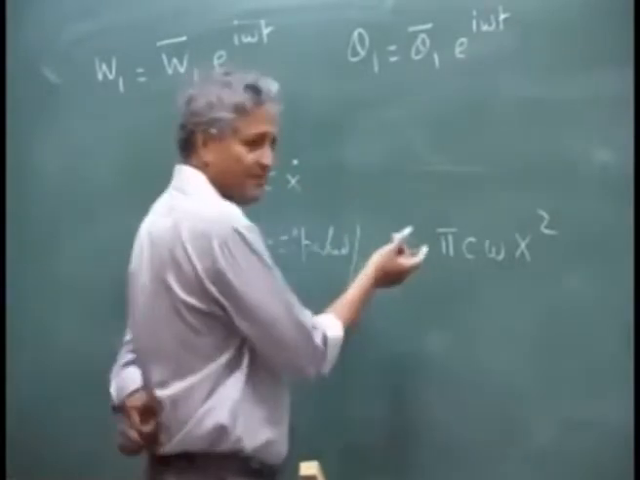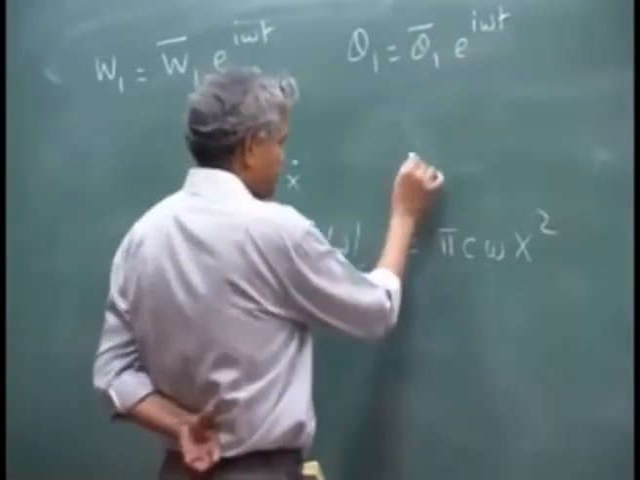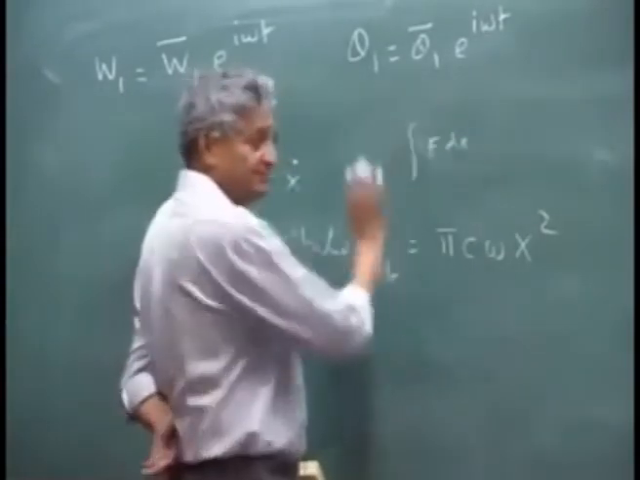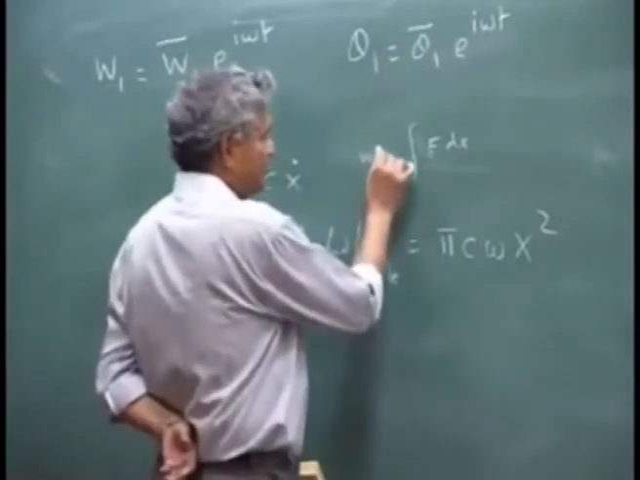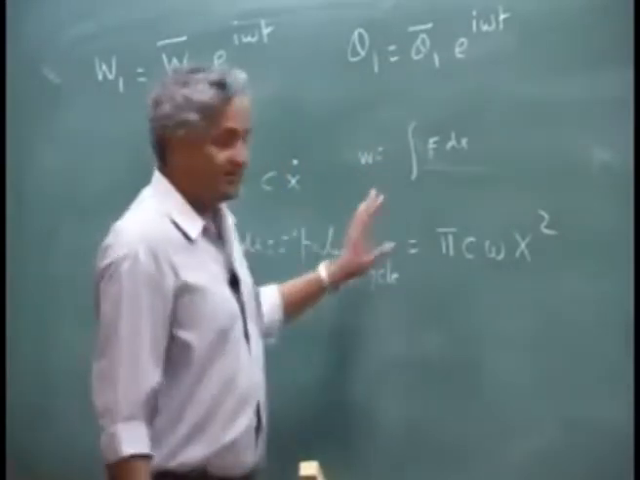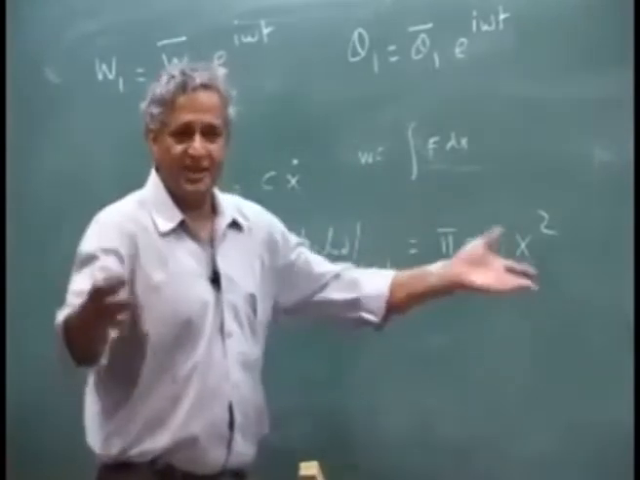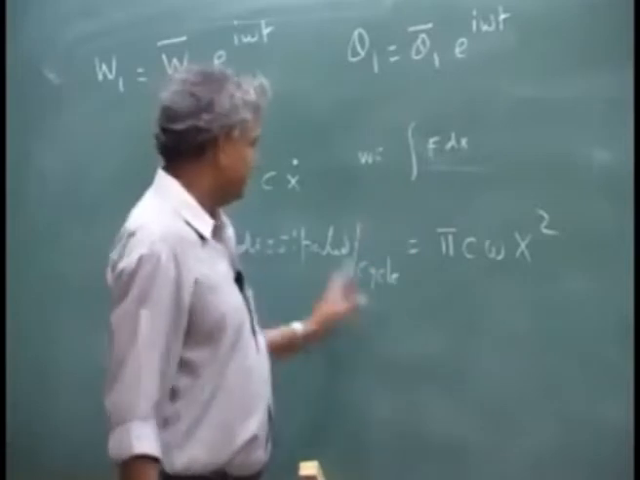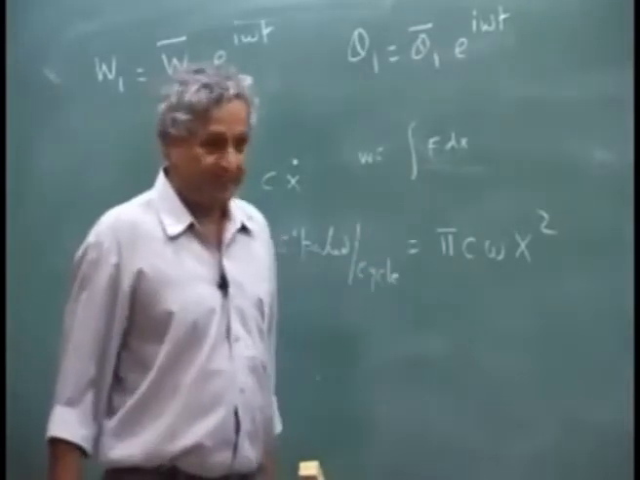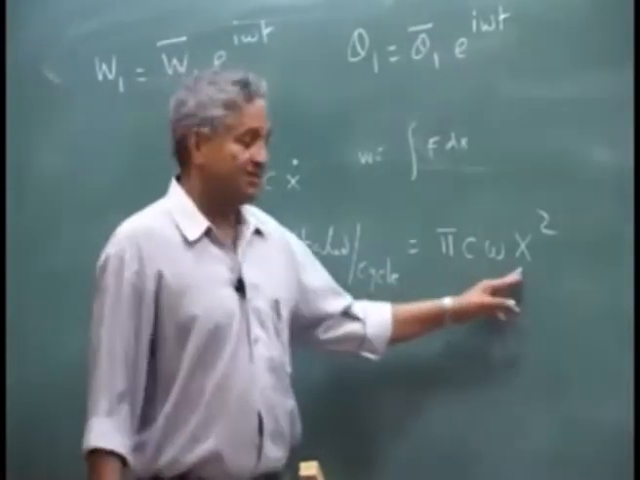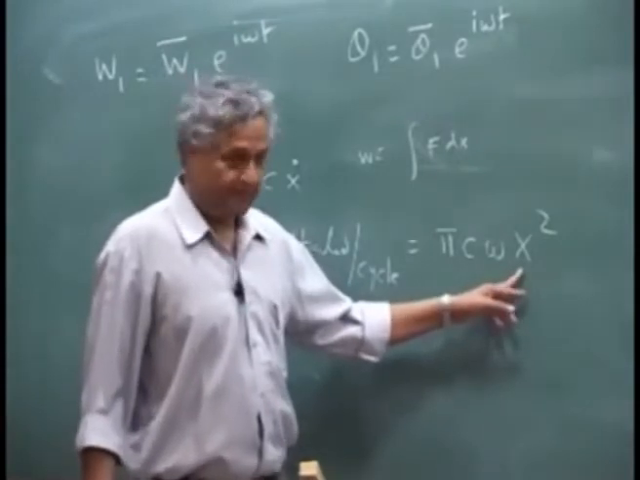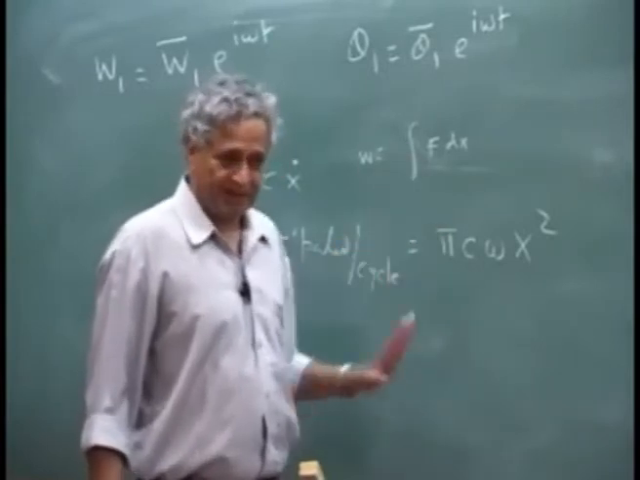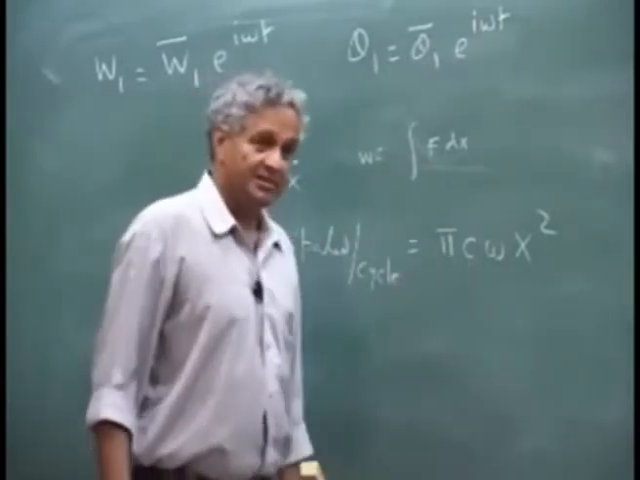Because energy dissipated is integral f dx over one cycle, this is your W over one cycle, and f is c x dot. Now you assume x is equal to x sin omega t or x cos omega t, you substitute, you integrate over one period, this is what you will get. That means the energy dissipated is a function of amplitude square and of frequency. Pi comes out of the integration constant. C is the damping constant.